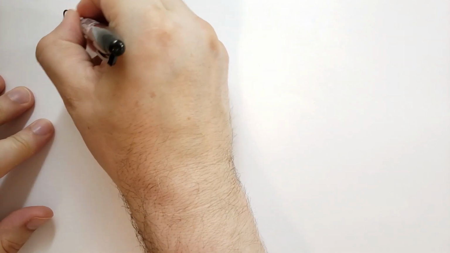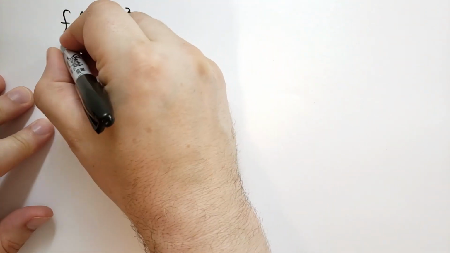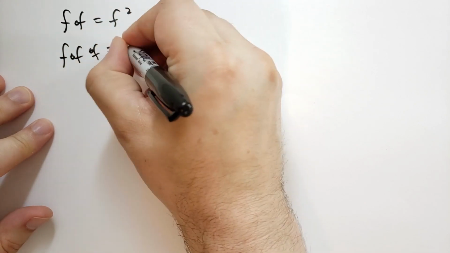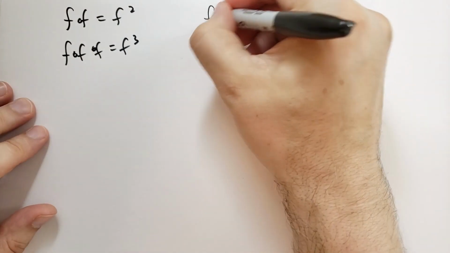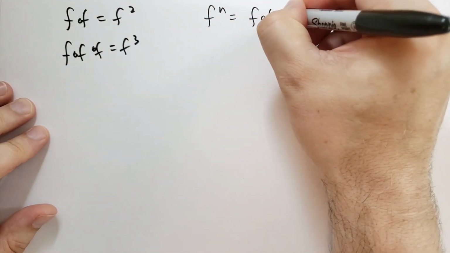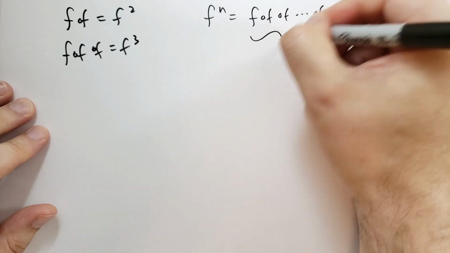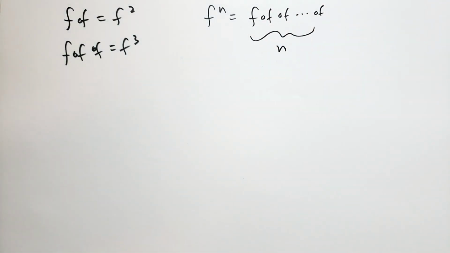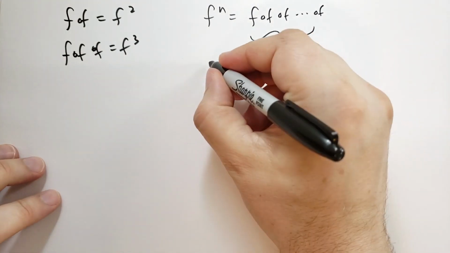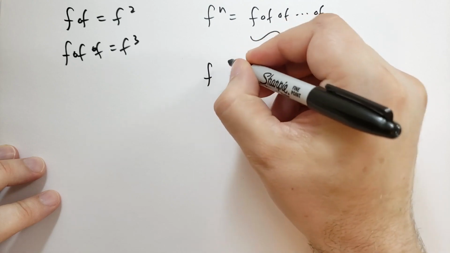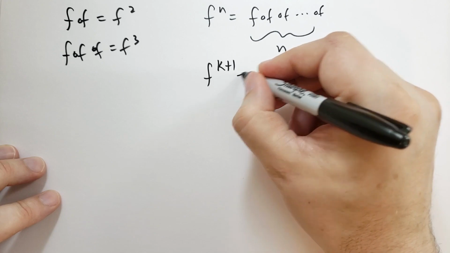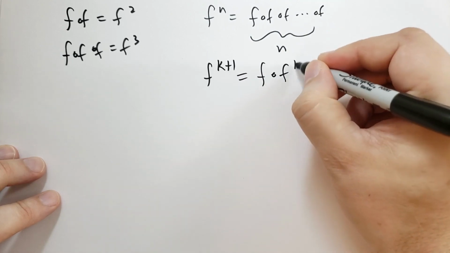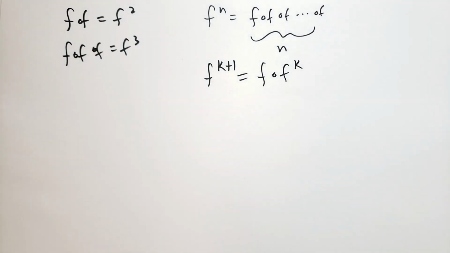So f applied to f, we're going to call that f squared. And f applied to f applied to f, we're going to call f cubed. Indeed, f to the n is f applied to itself a total of n times. This shouldn't be new, and it shouldn't be too complicated to understand where we're going with this. Indeed, we can say that f to the k plus 1, for any positive integer k, is going to give you f applied to f k times. That should be rather easy to see.